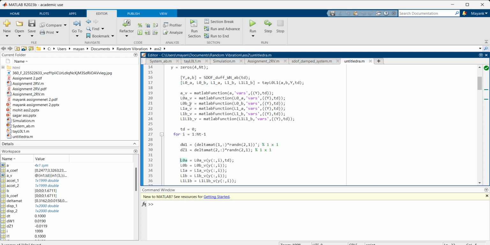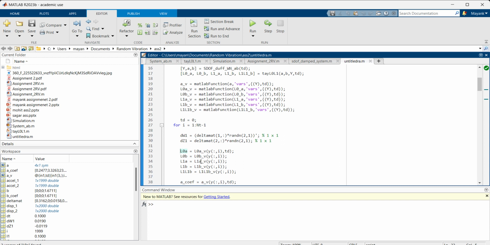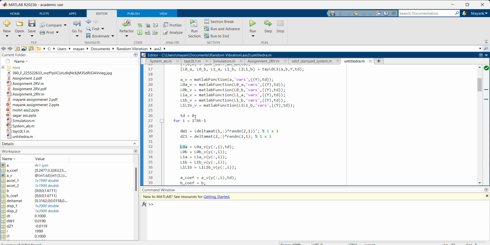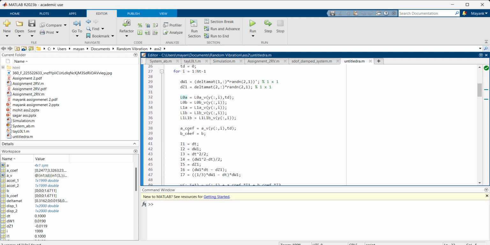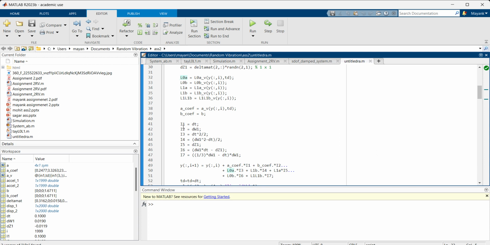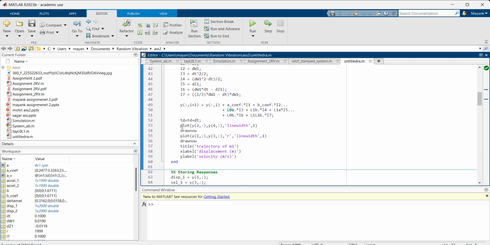This is the same. We are taking L naught A till L naught B with the value of TD in this loop. Similarly L1 A and L1 B, the A coefficient and B coefficient. We calculate I1 to I7, which will be used to multiply by the A coefficient and B coefficient, and this is Taylor 1.5. We are calculating the response at I plus 1. Here I incremented TD.